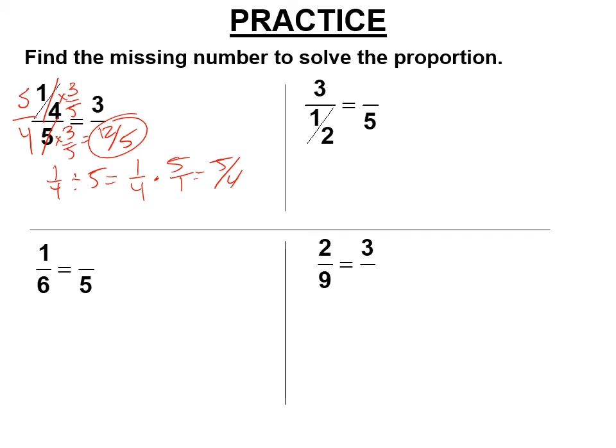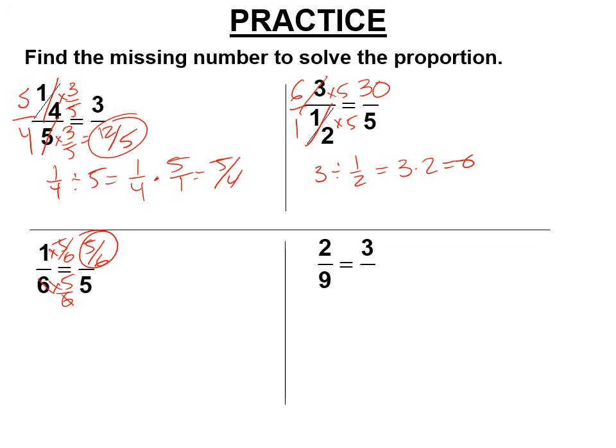All right, 3 divided by 1/2 is the same as 3 times 2, which is 6. So this simplifies to 6, also known as 6 over 1. 1 times 5 is 5. 6 times 5 is 30. All right, that's 30 over 5 equals 6, with 3 over 1/2 equals 6. 6 times what makes 5? Well, 1/6 is already simplified, so let's multiply it by 5/6. That'll turn that into a 5. 1 times 5/6? 5/6 is the missing number.